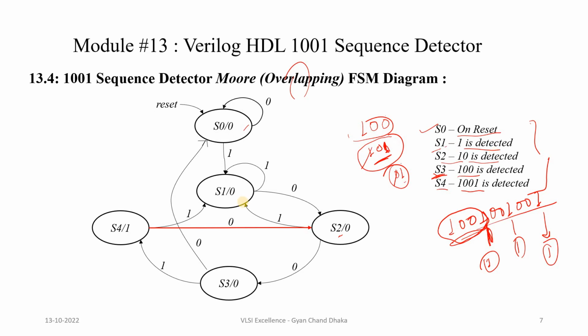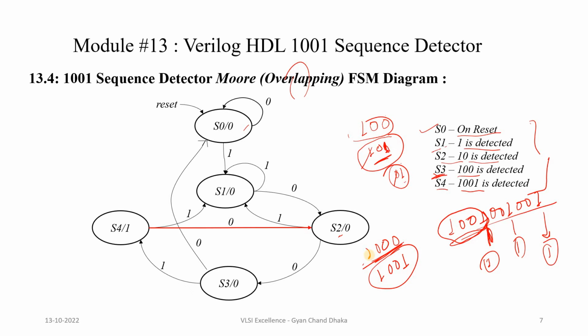Now let's see, we are in S3 state, which is where 100 has been detected. The next bit can be either 0 or 1. If it is 1, that means 1001 is detected and we go into S4 state. But if the next bit is 0, that means 1000. Now what will be our next state?